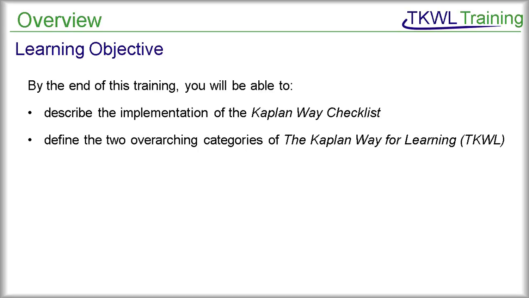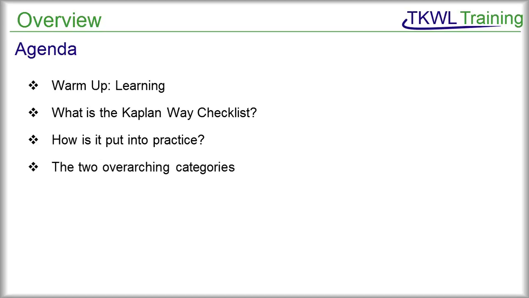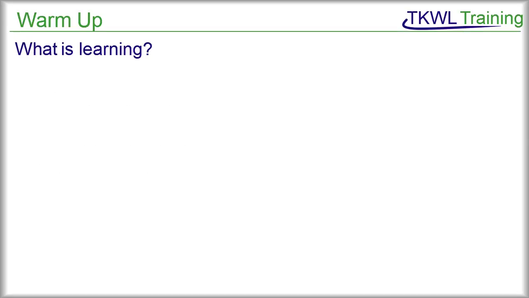You'll also be able to speak knowledgeably about the top 2 of those 12, the 2 categories most important for effective instruction and learning. Our warm-up will ask you about your understanding on the topic of learning, after which we'll explain the overall purpose of the checklist and what it covers. We'll make sure you know what happens to it, and at the end, we'll help you understand and define those 2 all-important categories. Before we jump in, how do you define learning?